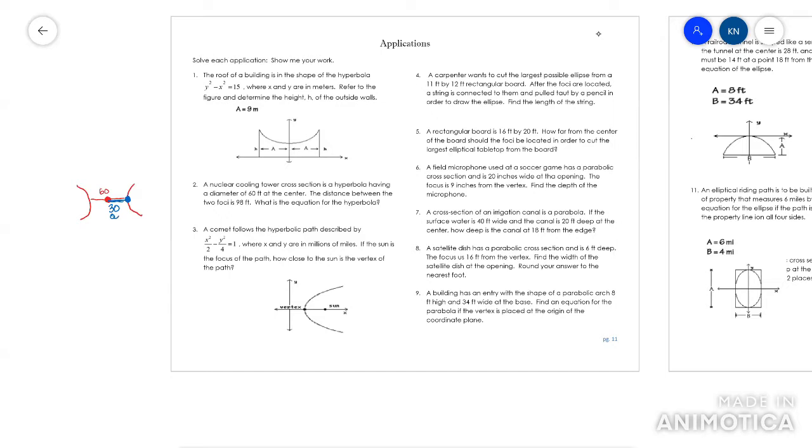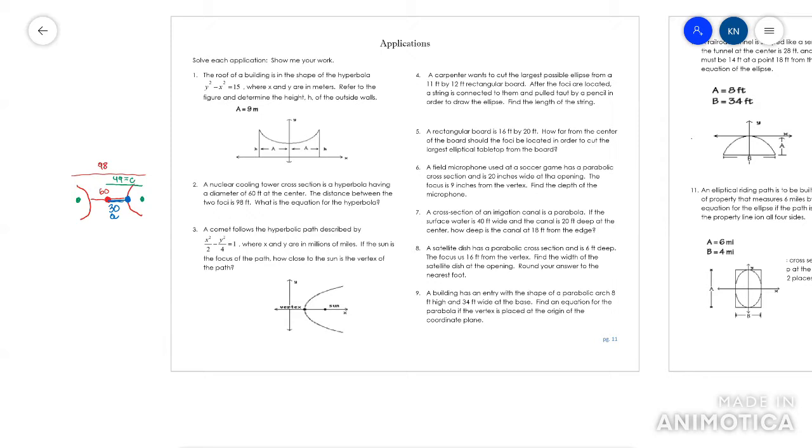All right. And then they tell me the distance between the two foci. So there's two foci here. This total distance from green dot to green dot is 98. So that means half of that, this distance, is 49. Well, that's your C value because it's from center to foci. So I know what A is and I know what C is, and all they're looking for is an equation. So I need to go get B.